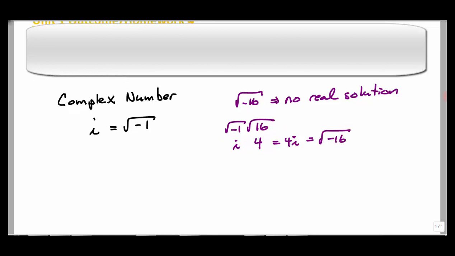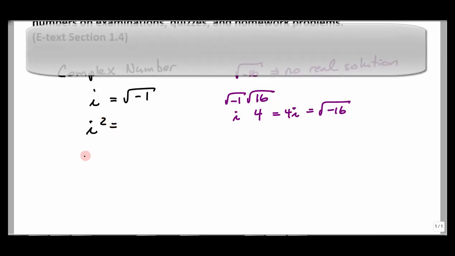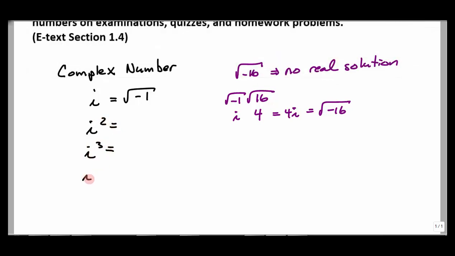Now there's a few that we'll want to have memorized here besides i equal the square root of -1. We also want to know what i squared, i cubed, and i to the 4th is. And if we have these four memorized, we'll be able to work most problems pretty easily. I'll also show you how to use your calculators here to check your work.